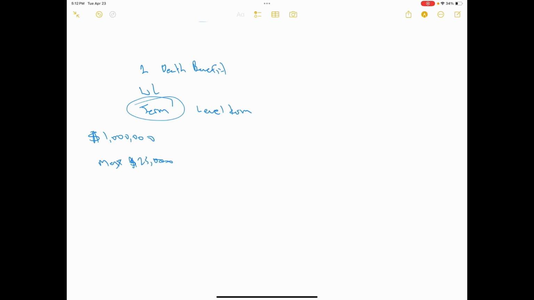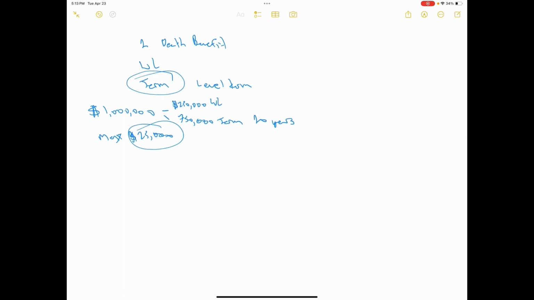And for the sake of this example, let's say that this $1 million breaks into 2 components. It's got a $250,000 whole life death benefit and a $750,000 term rider that is good for 20 years. Obviously, for the first 7 years, we can pay our $25,000. There's no issue. Assuming we've set everything up correctly, we can even pay that $25,000 year 8, 9, 10, 11, and so on as we go down the line.